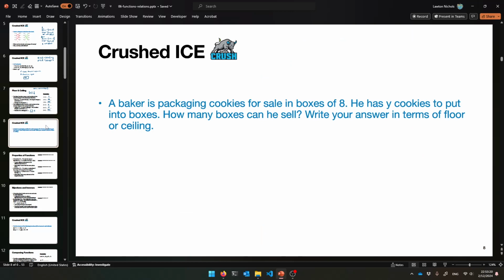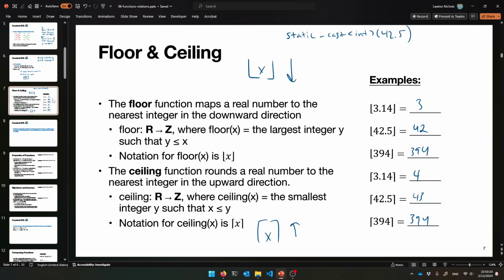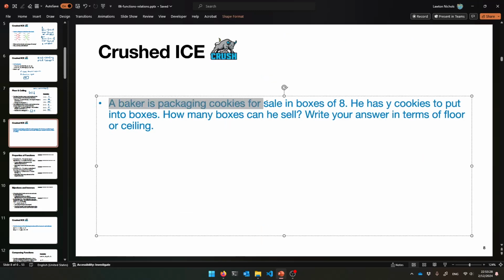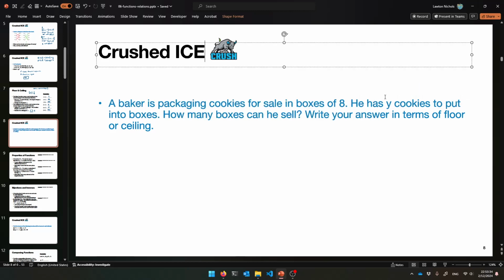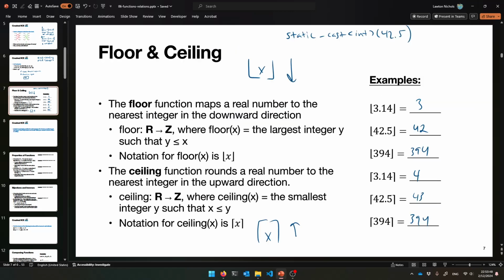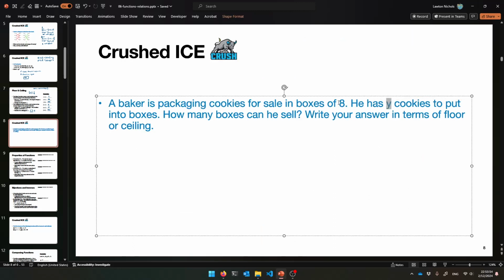All right. So with that in mind, let me get you used to this idea and this notation of floor and ceiling. So here's your question. A baker is packaging cookies for sale in boxes of 8. So every box has 8 cookies in it. And he has a total of y cookies that he baked to put into boxes. It may not be a multiple of 8, though. So how many boxes can the baker sell? Try to formulate your idea in terms of floor or ceiling. And remember the definitions and the notation. All right, so if you have y cookies and each box holds 8 cookies, how many boxes are you allowed to sell if you can't have less than 8 cookies in a box?